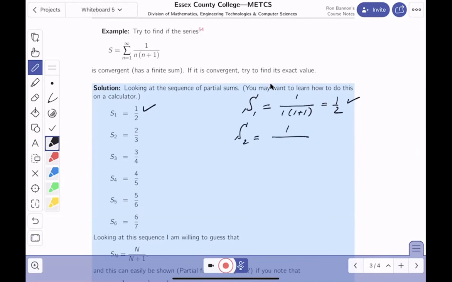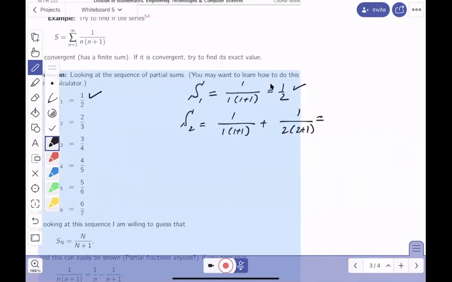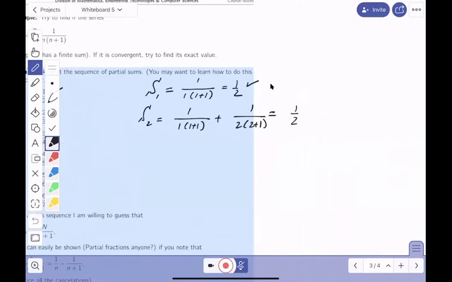Let me write down S2. S2 is going to be 1 over 1 times 1 plus 1 plus, when I go to the next term, is going to be 1 over 2 times 2 plus 1. And yes, I know this is tedious. This is 1/2 plus 1/6. What's that going to be? Well, it's going to be 6. 3 plus 1 is 4, 6, which is 2/3. All right.